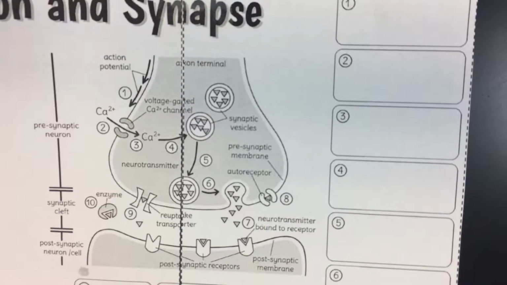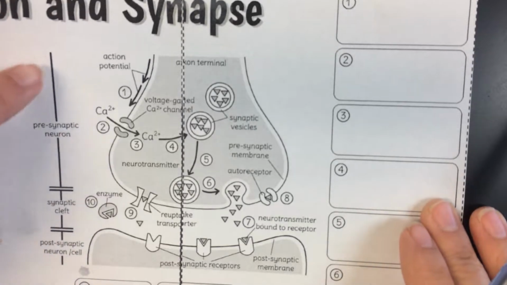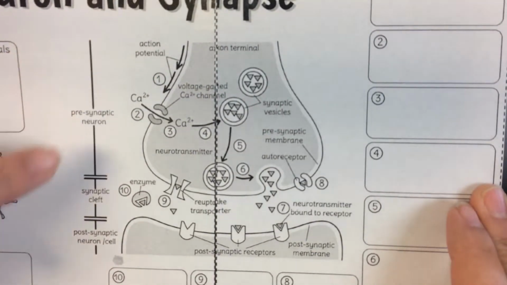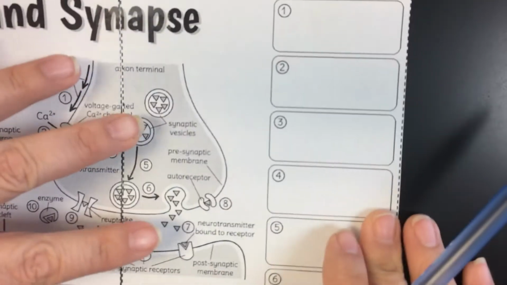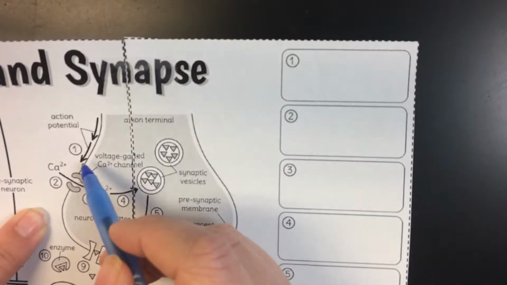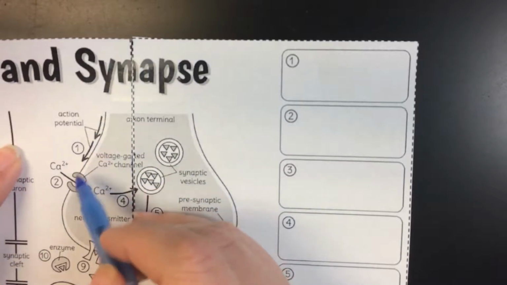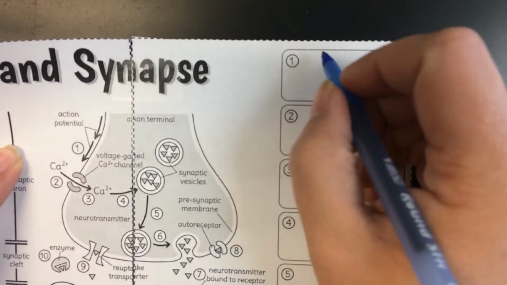Now the reason I like this is because it gives you a nice flow of what's happening when we receive an action potential at the end of a neuron. So here you notice we've got presynaptic neuron, synaptic cleft, and postsynaptic cell junction. That's where we're going to be using some of our vocab. So, step 1, which is happening right here, you can see our action potential is coming down to the end of the neuron and a little depolarization is happening.